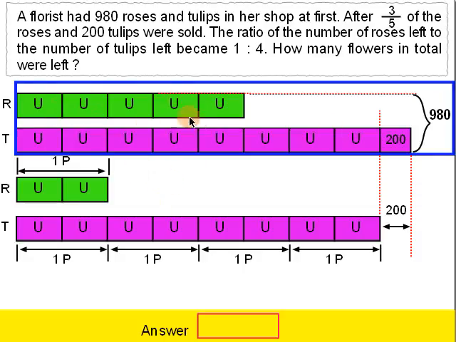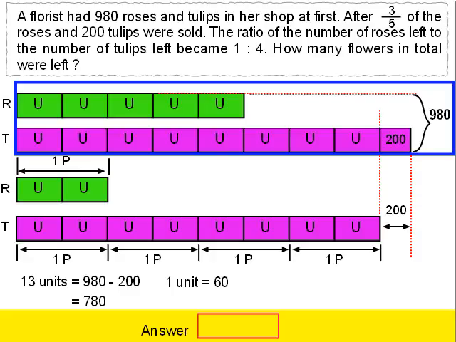So by looking at the model at first, we straight away know that we have 2, 4, 6, 8, 10, 11, 12, 13. 13 units plus 200 is equal to 980. So 13 units is equal to 980 minus 200 flowers. So that equates to 13 units equates to 780. Taking 780 divided by 13, that will give us 1 unit. 1 unit represents 60 flowers.